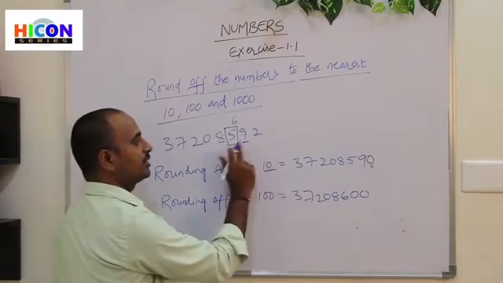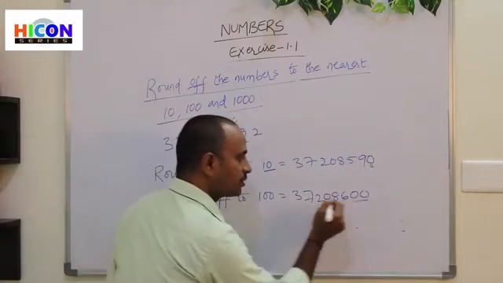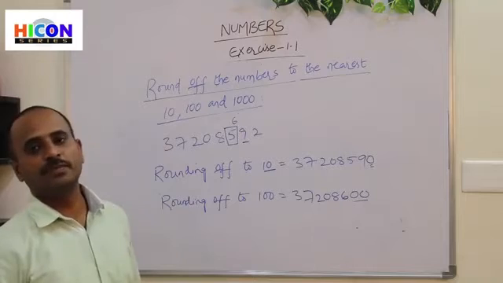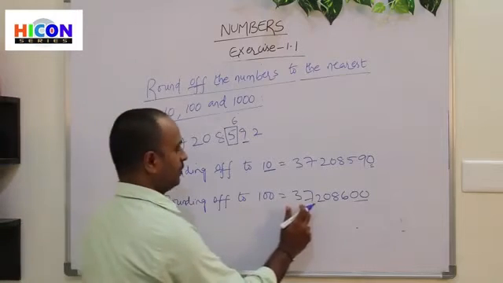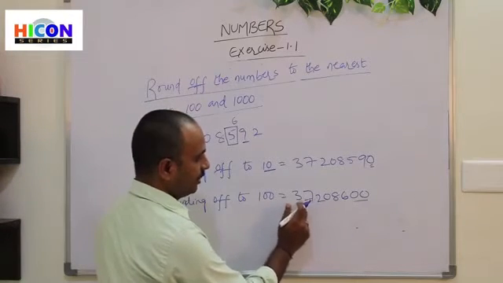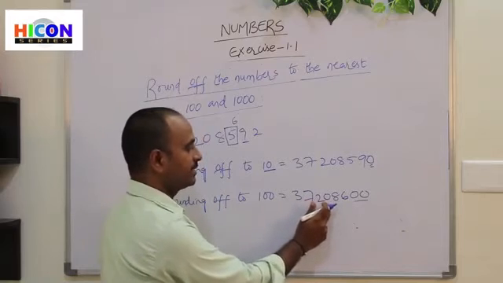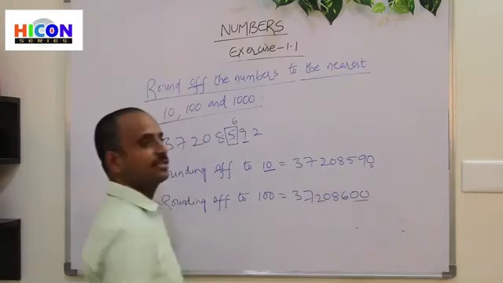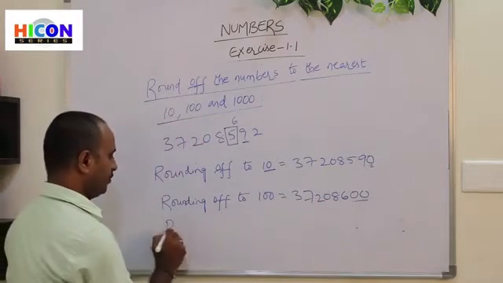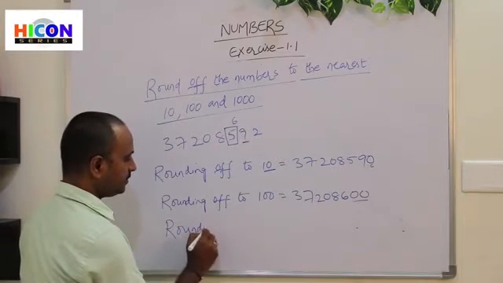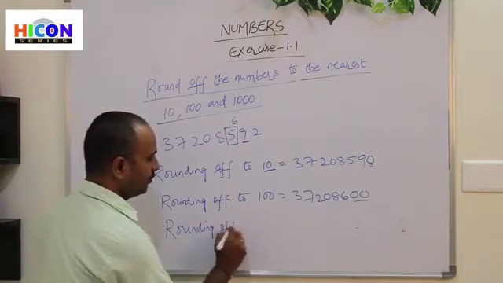There are 2 digits after the hundreds place, so put 2 zeros after the hundreds place. So this is the number which is rounded off to hundreds: 3 crores 72 lakhs 8,600. Next, rounding off to 1000.